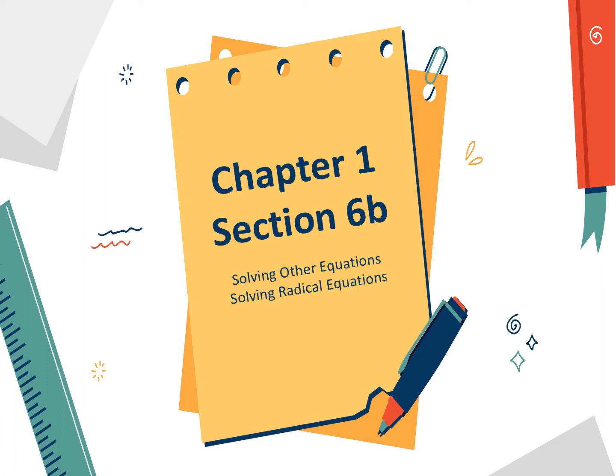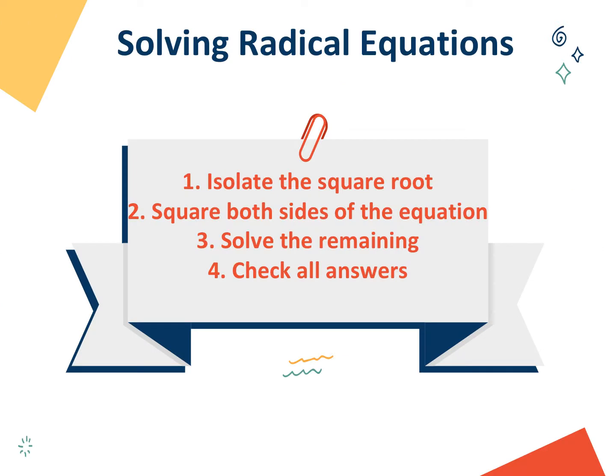Okay, so today we're going to cover the second day of section 1.6b. Today we're going to learn how to solve other types of equations and solve radical equations. So our first step is always going to be to isolate the square root. Then you're going to square both sides of the equation and then solve what remains. You must check all of your answers when you start out with a radical equation with a square root.